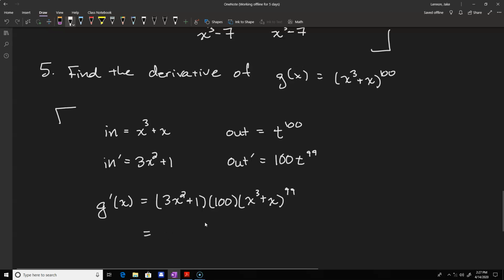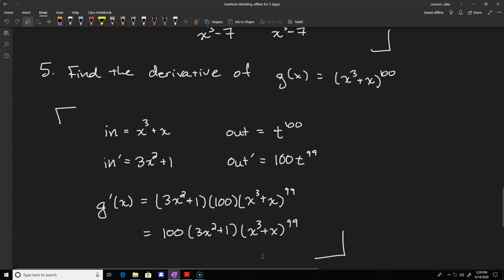I typically would just prefer to write the constant all the way in front, like 100 times 3x squared plus 1 times x cubed plus x to the 99th, but the previous line is fine as well. But another straightforward application of the chain rule. So nothing fancy there. You just have to recognize that x cubed plus x is being plugged into the power function t to the 100.